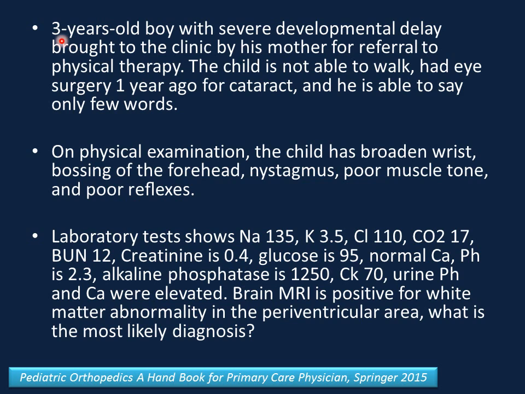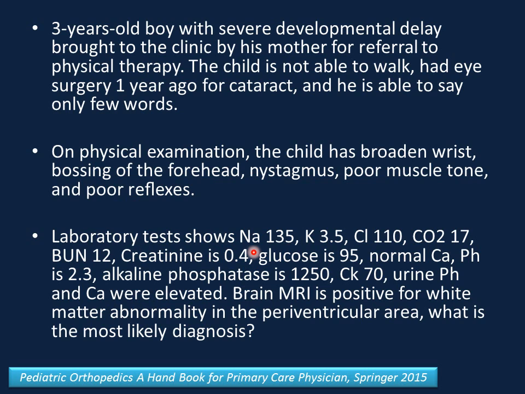This is a real case, very interesting, presented to me before. This is a 3-year-old boy with severe developmental delay, brought to the clinic by his mother for referral to physical therapy. The child is not able to walk, had eye surgery 1 year before this visit for cataract, and is able to say only a few words. In physical examination, the child has a broadened wrist, bossing of the forehead, nystagmus, poor muscle tone, and poor reflexes.